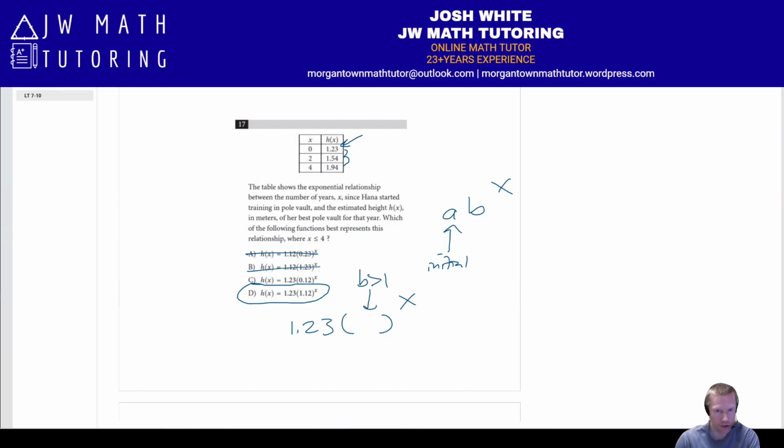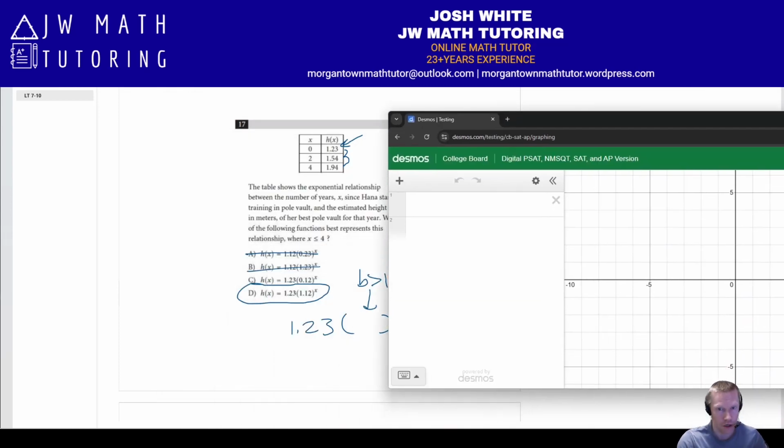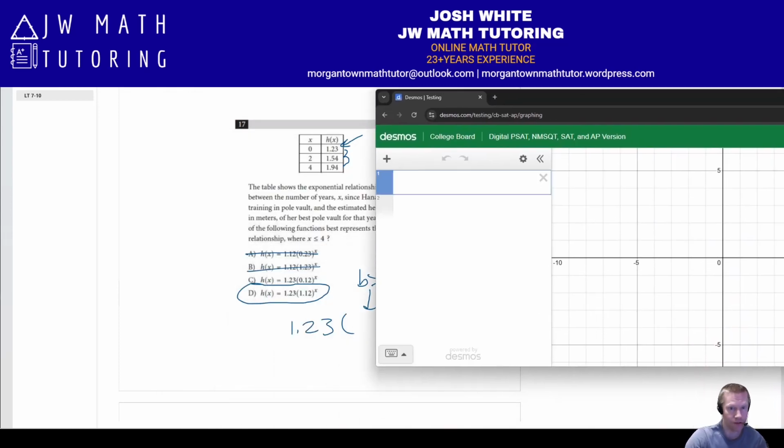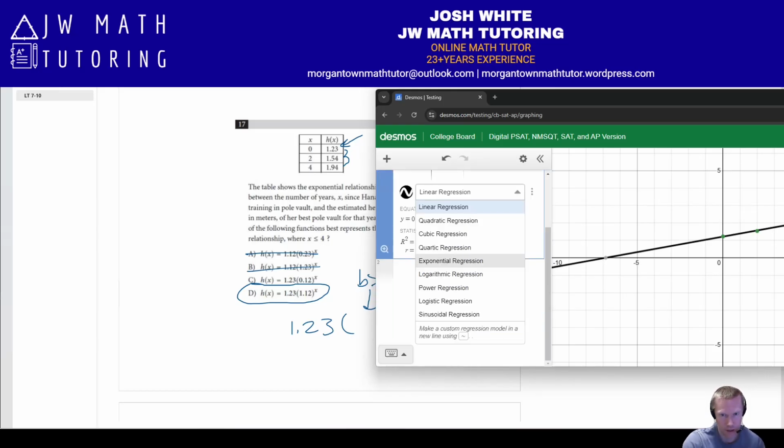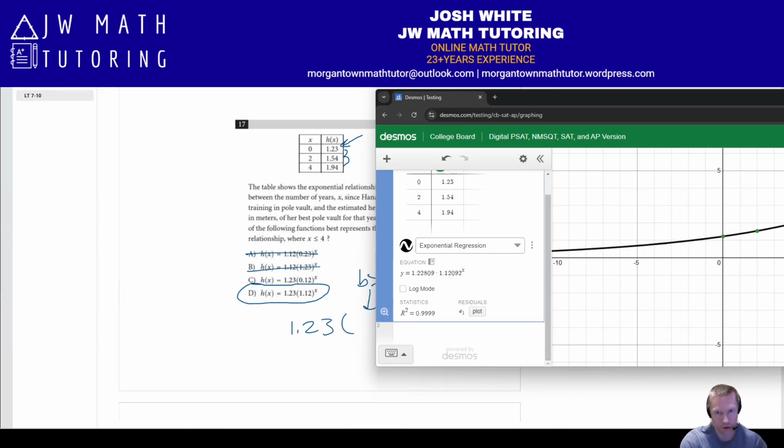Now, method 2, we could go to Desmos and we could do just a regression on the points and get the answer that way. So we go to table. I'm going to enter all the points in, although technically you only need 2 of them. And then we'll click the automatic regression button. We will go to exponential. Okay, and so here we get our answer.